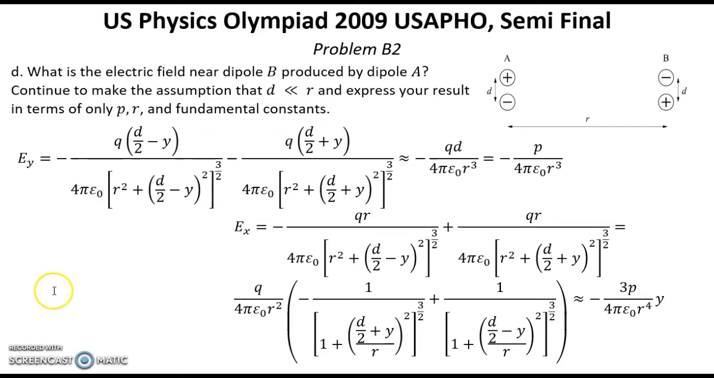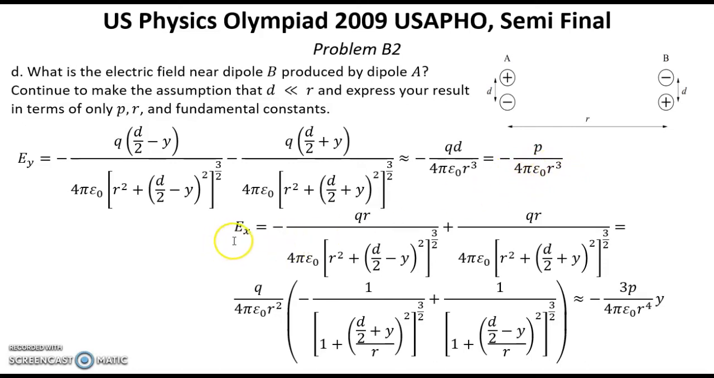Now we can write the exact expression for the electric field in the y direction and in the x direction for points which are distance r from the dipole and displaced by y from the middle point in the y direction. So now we can approximate this formula for very small d and y, and finally we will get this result. Approximately, the electric field in the y direction equals negative p divided by 4 pi epsilon 0 r cubed.